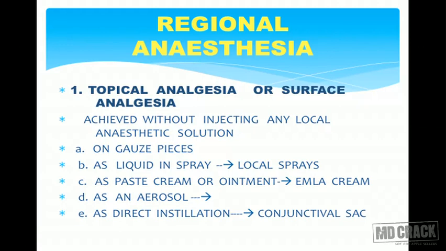Also, direct instillation. Some of the eye drops are available, for example, in the conjunctival sac for some ophthalmic surgeries. These eye drops can be applied directly on the cornea, and that part of the body could be anesthetized. So these are the various forms of topical analgesia or surface analgesia, which are available in the market and readily used.